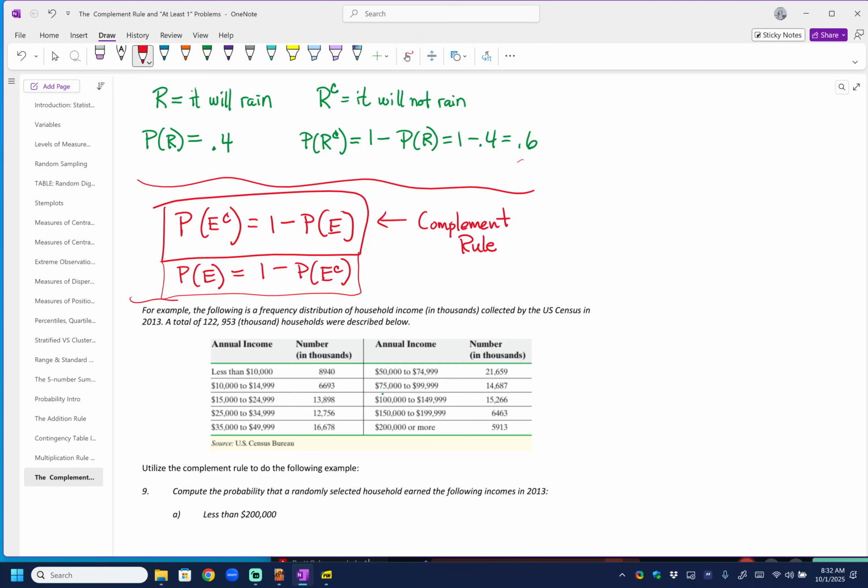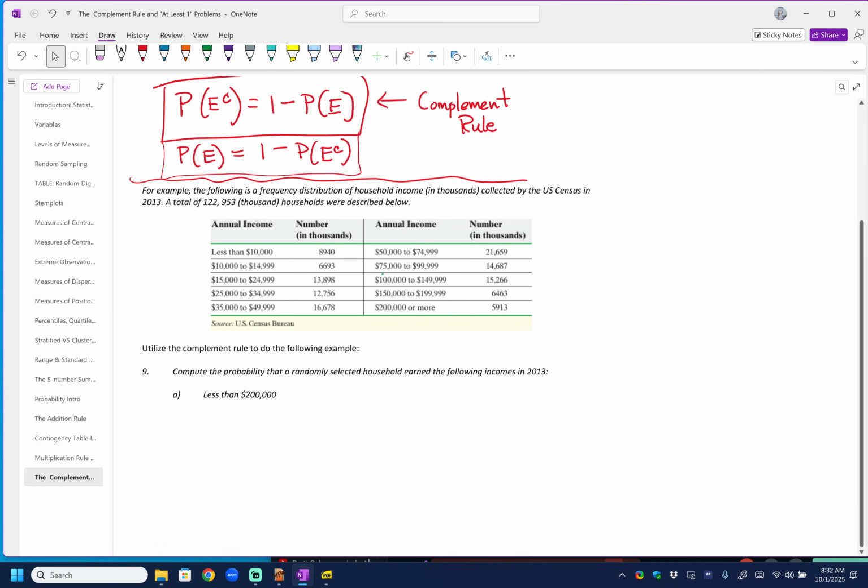When it comes to using the complement rule, we don't do a whole lot of high-level probability computations with it because it's pretty simple. But I often call it the formula of convenience, the main probability formula that will make some computations a little bit simpler than they could be. So let's look at an example of where that could happen.